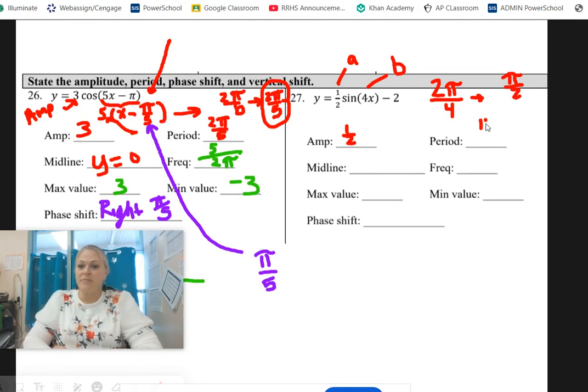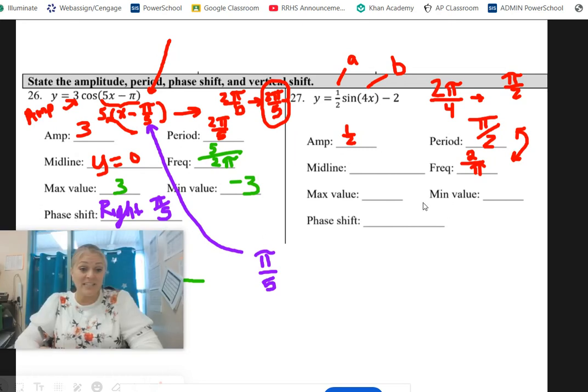So my period, pi over 2, which means my frequency would be 2 over pi. Again, these are reciprocals of each other. So if you know one, you should know the other. The midline. The midline is where things change on this one, because the previous problem didn't have it, but this does have a vertical shift. So it is shifting downward too. So my midline term is no longer y equals 0. It's going to be y equals negative 2.